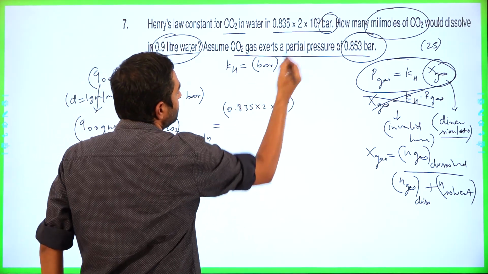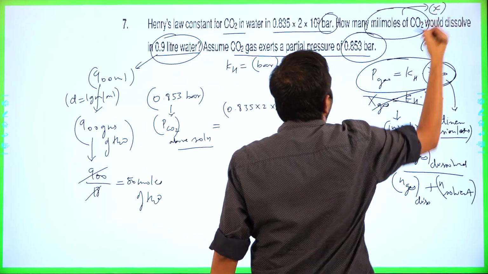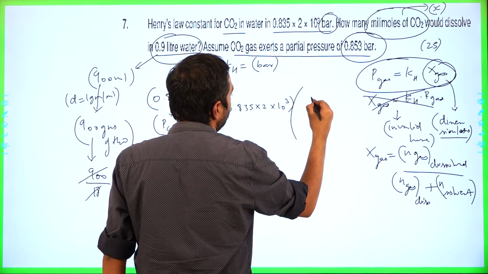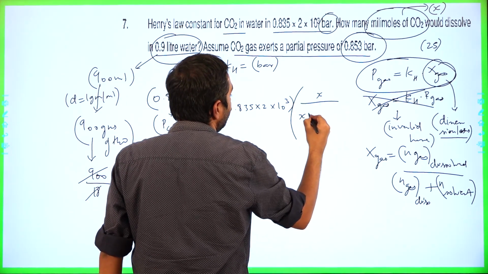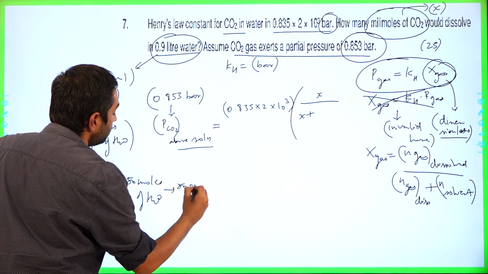Let's assume this is going to be X millimoles of carbon dioxide, which I need to calculate. So this entire thing is going to be multiplied by X divided by X plus 50 moles, which translates to 50,000 millimoles.